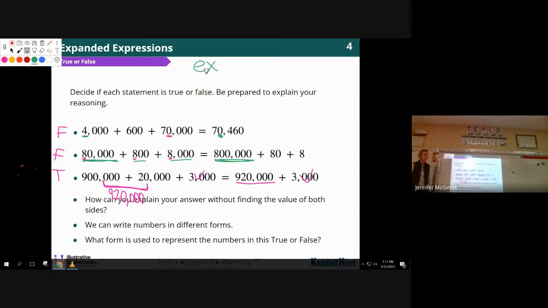Starts with an EX. Explanation. Expression. These are expressions. You're right, they are expressions, but that's not the word I'm looking for. Somebody said that earlier today. Not expression. Expand. Expanded form. Who has heard that term before? Expanded form. Good. We're going to be talking about that today.